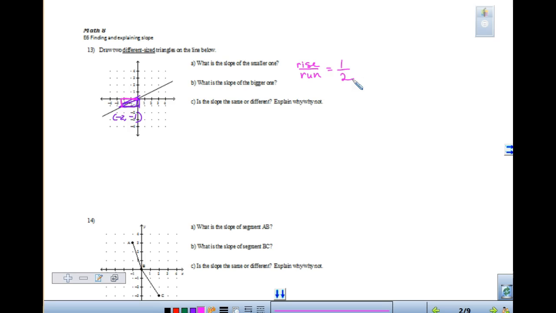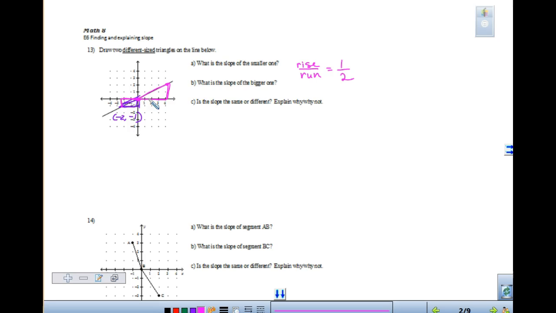0, 0, and 2 and 1. Okay, that's going to be the exact same size triangle. Oh, I need it bigger. 3 and 1. 3 doesn't go up to 1, but how about if we go over to 4? We can go up to 2. So I could have this triangle, right? So I have another right triangle.